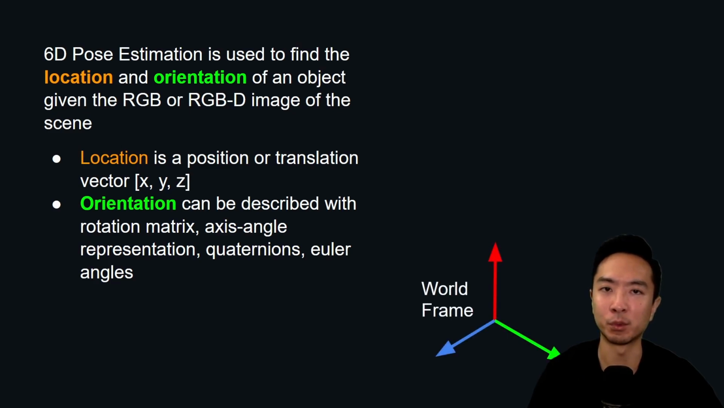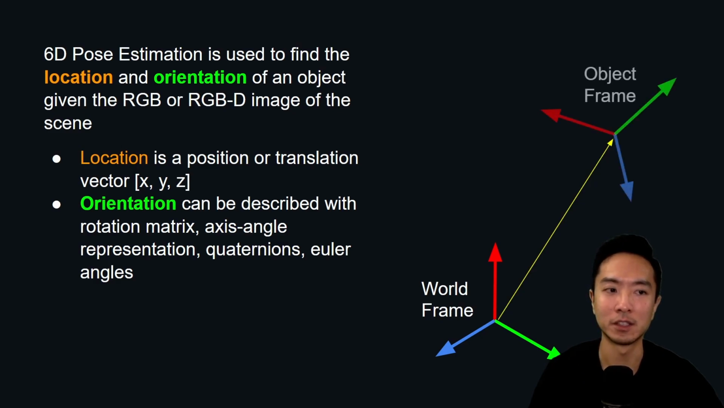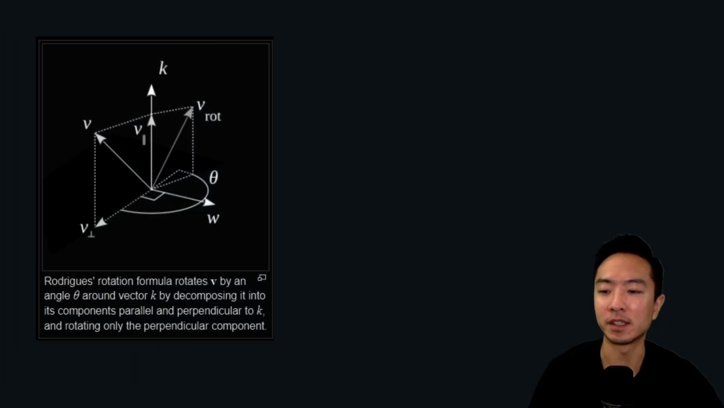So imagine if you have a world frame described by some XYZ axis, then you'll have a vector that's your translation vector to your object frame, and all the axes for the object frame will describe the orientation of your object. So here you see the Rodrigues rotation formulation.